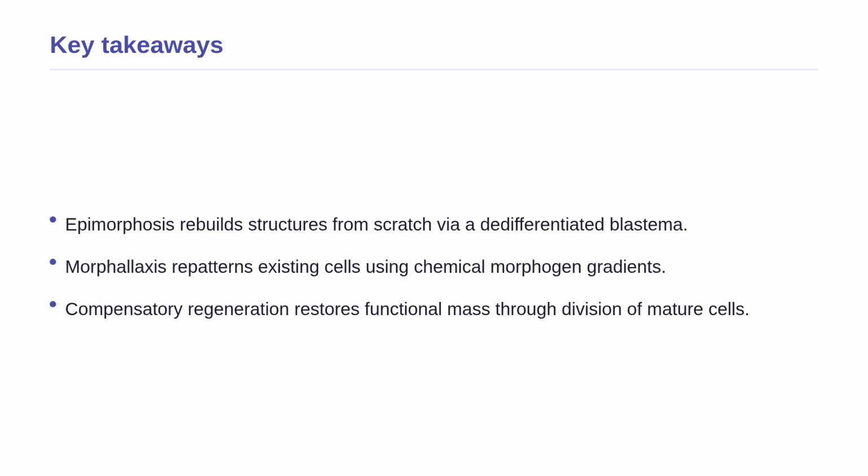We have covered a tremendous amount of ground today, so let us summarize the 3 main modes of regeneration. First, we explored epimorphosis, where mature cells de-differentiate to form a rapidly dividing blastema, rebuilding complex structures from scratch. Second, we examined morphallaxis, a highly efficient process that repatterns existing cells based on chemical morphogen gradients without needing new cell division. Finally, we looked at compensatory regeneration, where fully differentiated cells divide to rapidly restore the functional mass of vital organs like the human liver.